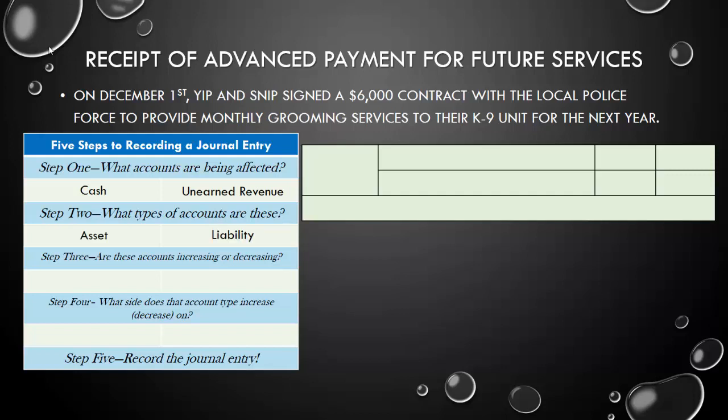Are they increasing or decreasing? Well, we're getting the cash. That means that's going up. But we also owe more work. We have a greater liability. So that is also going up. Assets increase with a debit. Liabilities increase with a credit. So on December 1st, when we make the period entry to record the advanced payment that we were getting for these services we're going to provide in the future, we're going to debit cash for that $6,000 and we're going to credit unearned revenue for that same amount.